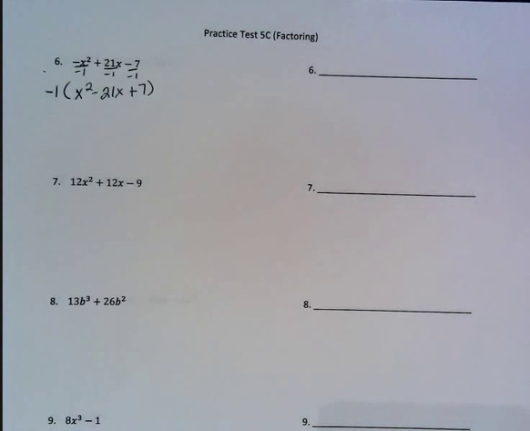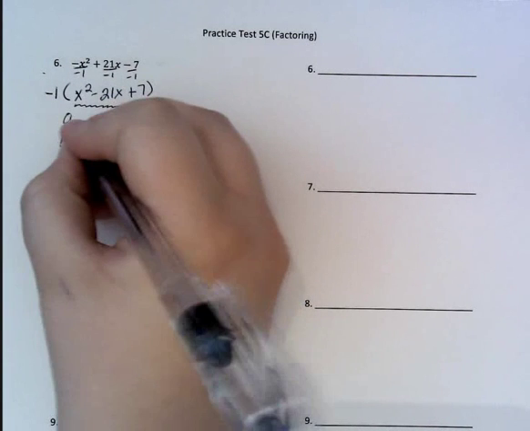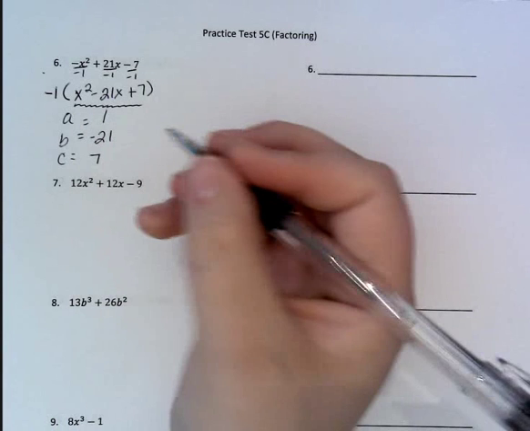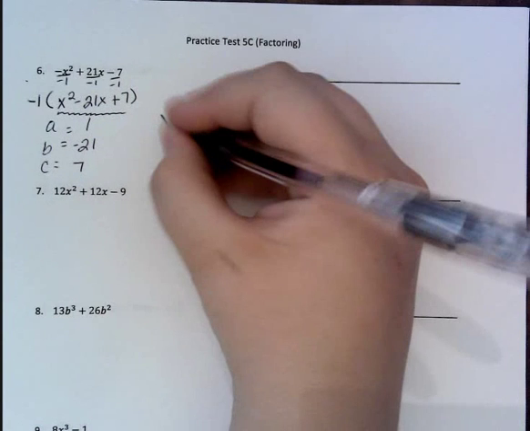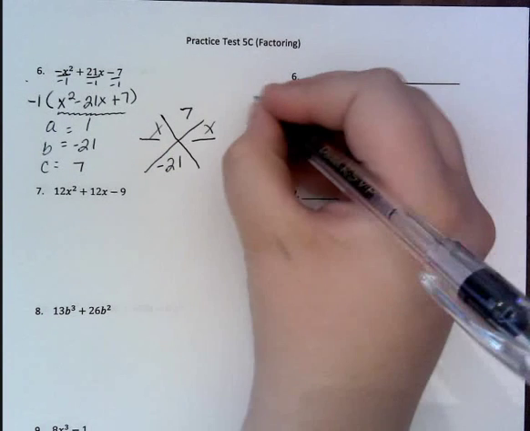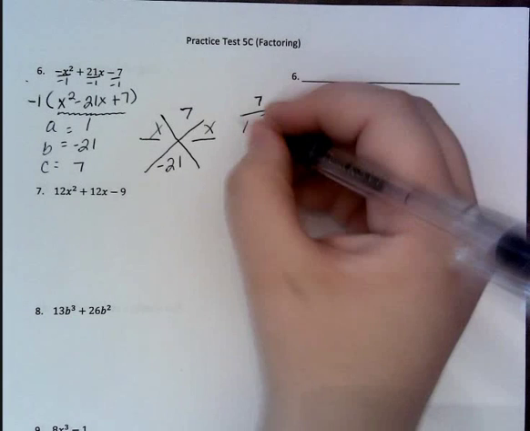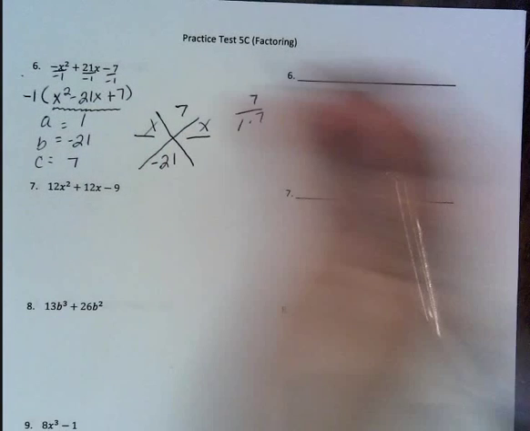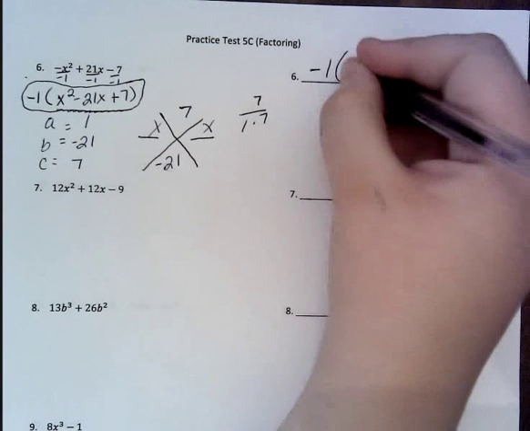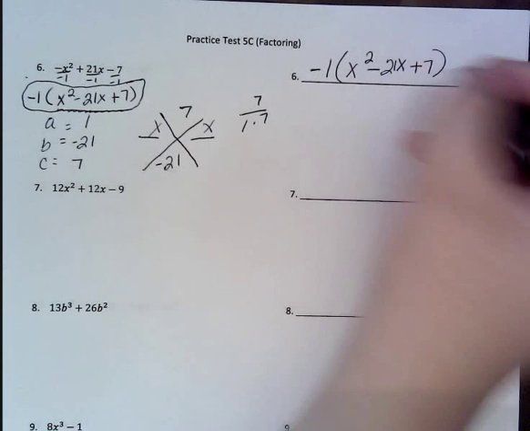Now you identify your number of terms inside of that set of parentheses, and you identify your a, b, and c. A is 1, b is -21, c is 7. So we want to find out what multiplies to give us 7 and adds to give us -21. Well, the only factors of 7 are 1 and 7, and you can't possibly add those together to get -21. So that means this right here would be our answer, because we had to take out that -1, so that was a greatest common factor. So that's our final answer.